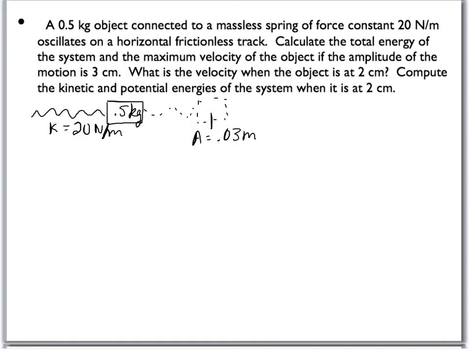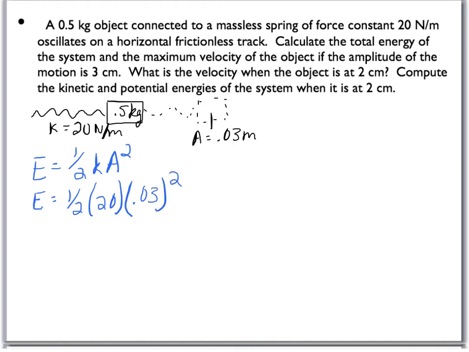Now, to find the total energy, remember, total energy can simply be found with 1/2 k a squared. So in this problem, we said that the k of the spring was 20 newtons per meter, and we said the maximum amplitude of the motion was 3 centimeters, or 0.03. Go ahead, plug that into your calculators. You'd find that you get a maximum energy of 0.009, and that would be measured in joules. Pretty simple to use, right?